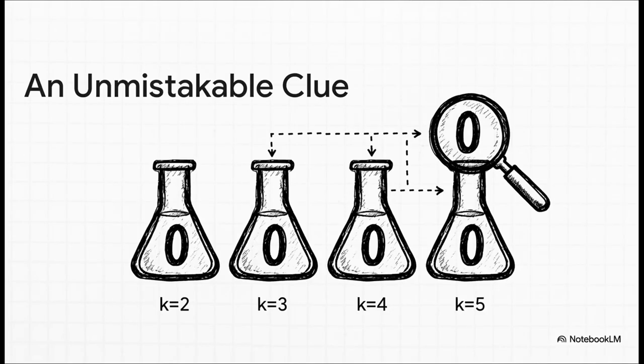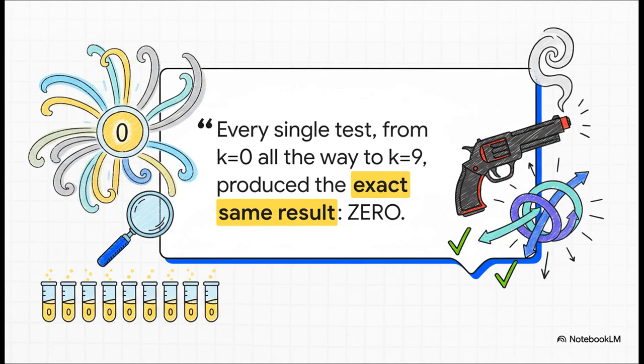And this right here is the breakthrough moment. We keep the process going. For k equals 2, you guessed it, 0. For k equals 3, 0 again. It doesn't matter what test number we use, the result is always the same. This is an unmistakable, undeniable pattern. I mean, just let that sink in for a second. This isn't just some weird fluke. This is a fundamental property of this entire equation. Every single one of our tests, from k equals 0 all the way to k equals 9, came back as a perfect 0. This is the smoking gun we have been searching for.